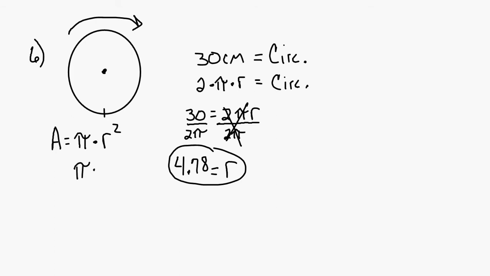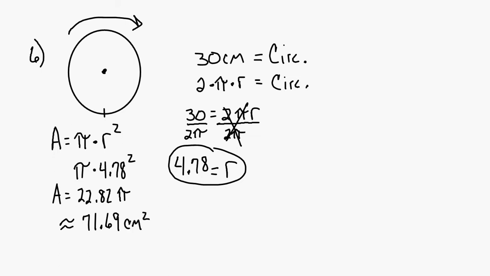So now take your 4.78 and plug it into the area formula. So it's going to be pi times 4.78 squared. That 4.78 should still be sitting in your calculator, so if you push the x squared button, the area is equal to 22.82 pi. And while it's sitting in your calculator still, push times the pi button and equals, and you get 71.69 as the area. This is going to be in square centimeters.